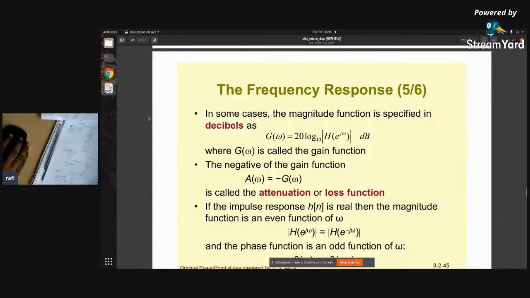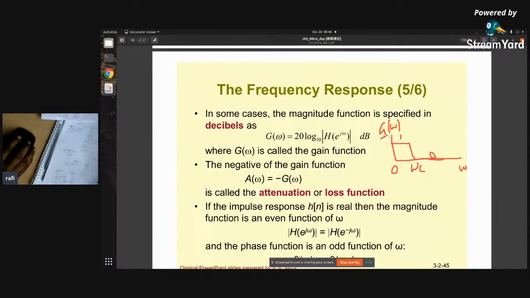If for some system g of omega is plotted like this, that means, as we have already seen in the last class, from 0 to omega c the gain of the system is 1, and after omega c the gain of the system is 0. That will give you the gain function.